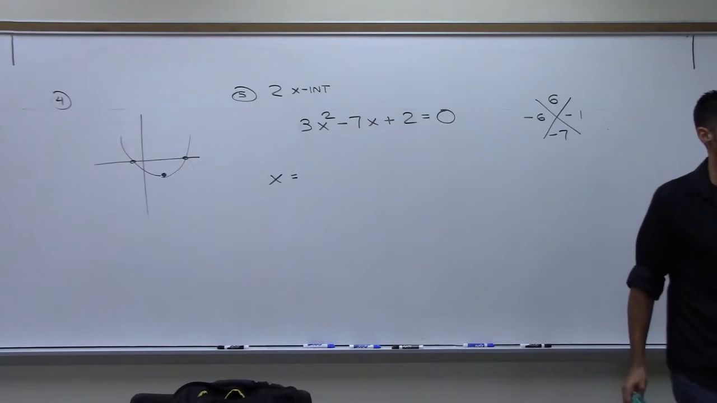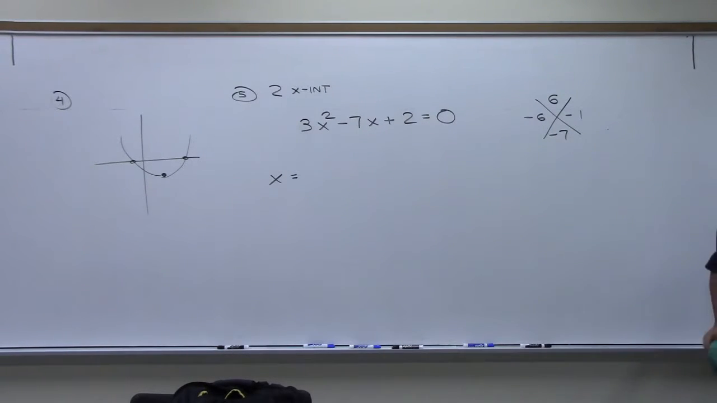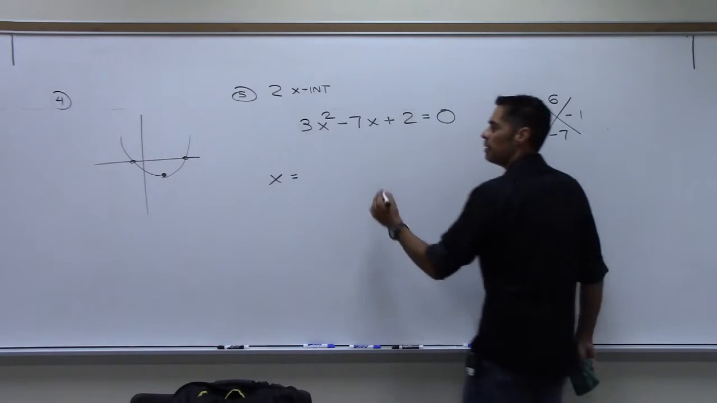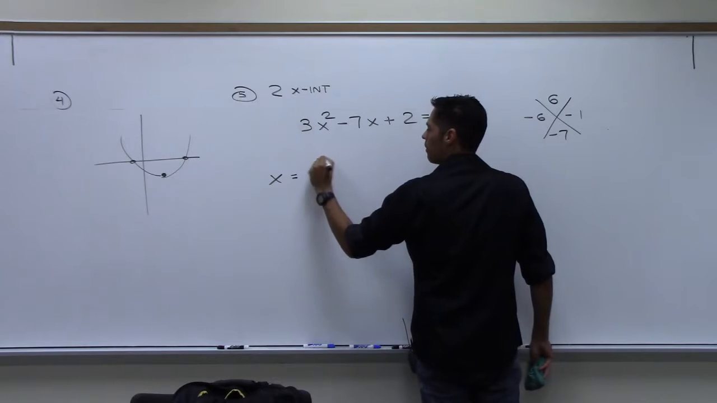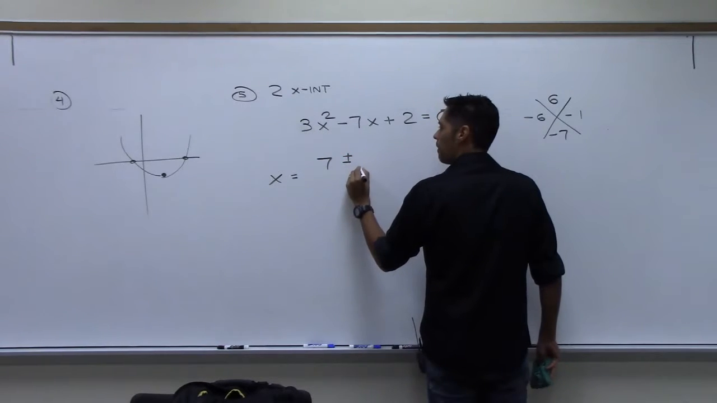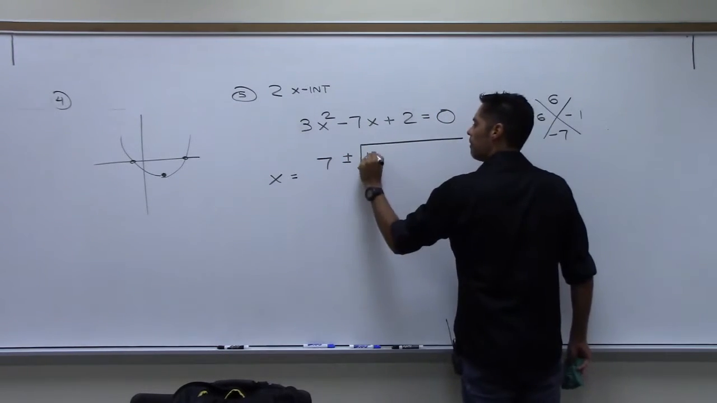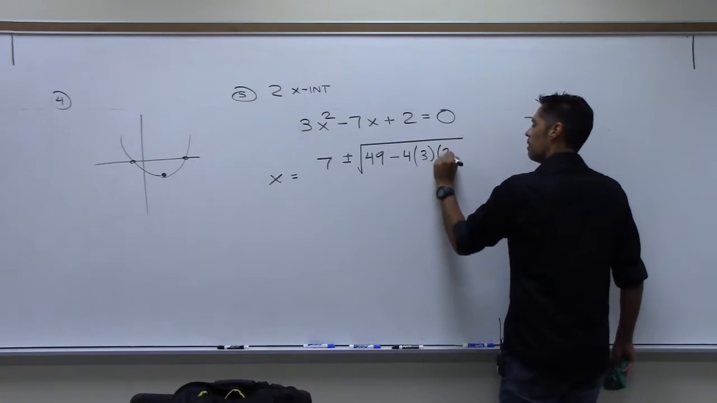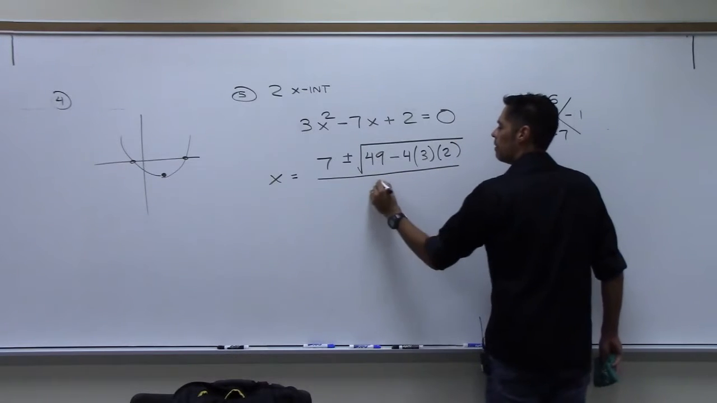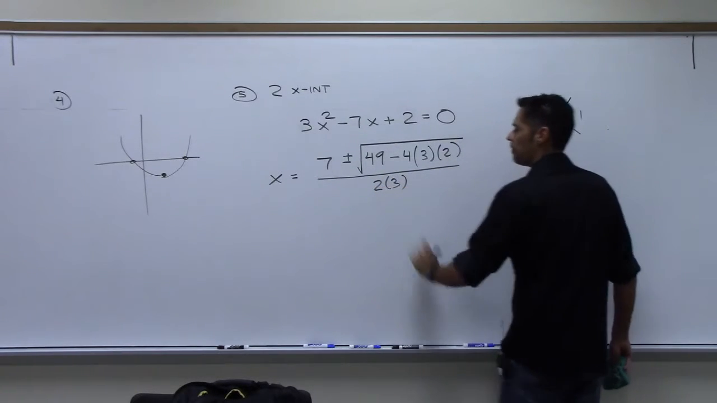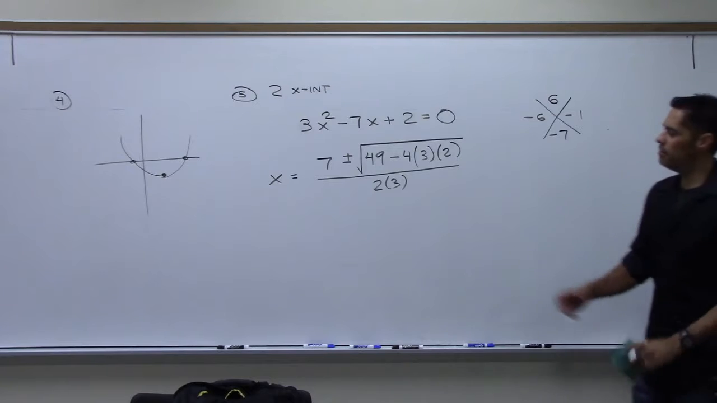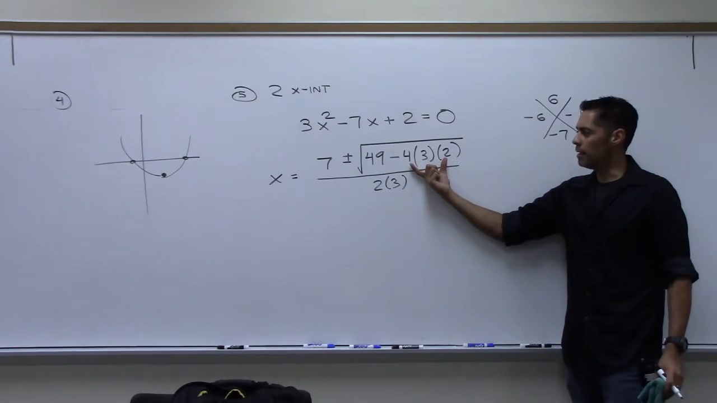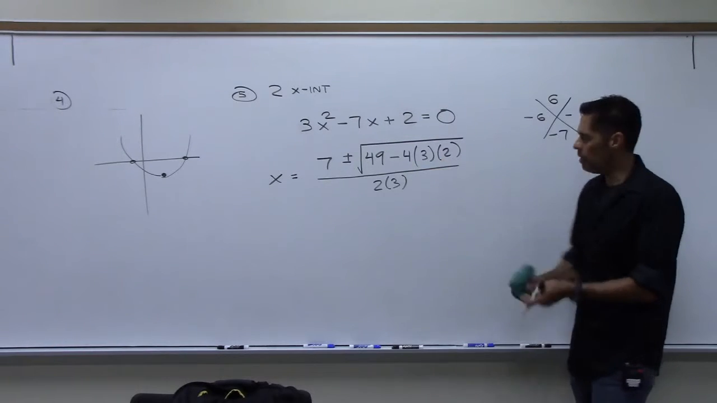And where are we already? Caesar, you want to go, Caesar? I just want you to tell me what to write in the quadratic formula. Just tell me what I'm going to put in here. 7 plus or minus the square root of 49. Okay. Minus 4 times 3 times 2 over 2 times 3. Okay, good. And what is this going to turn out to be in here? Negative 24. So it's going to be minus, right? Okay, good.